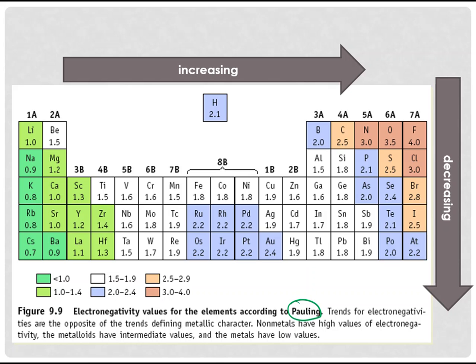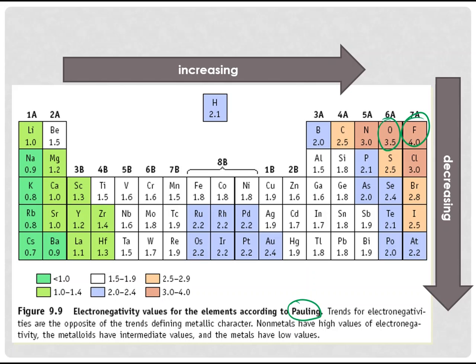Now, if you're looking here, which element is the one with the largest electronegativity value on the table? Who sees it? Which one's the one with the largest? Most electronegative element on the table. Fluorine, good. Here it is, here's fluorine. Oxygen's a close second, but fluorine is the highest. It is the most electronegative element on the table.